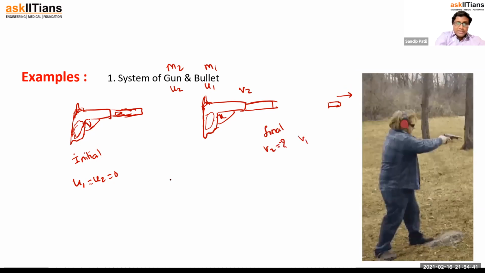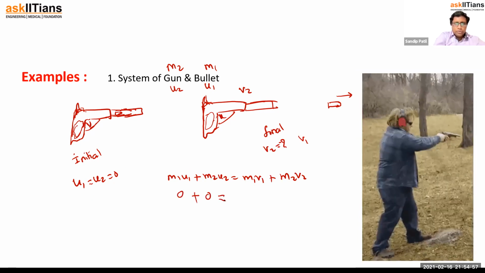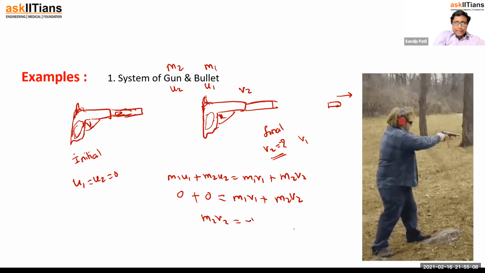So let's use our formula. What is the formula? m1 u1 plus m2 u2 is equal to m1 v1 plus m2 v2. m1 is as it is, but you know u1 and u2 both are 0. So this will also become 0, this will also become 0. So m1 v1 is equal to m2 v2. What we want to calculate is v2, right? So m2 v2 equals minus m1 v1, or simply you can write v2 is equal to minus m1 upon m2 into v1.